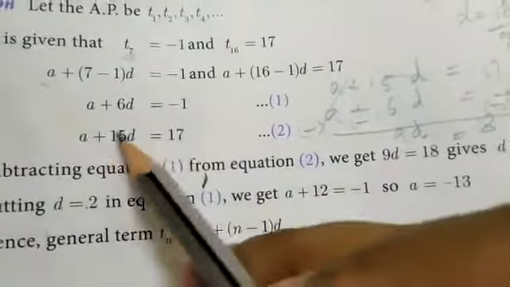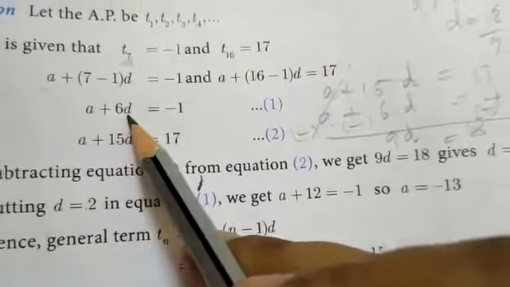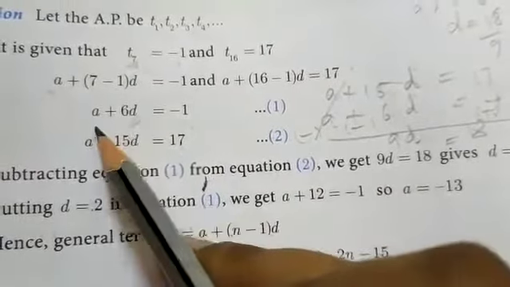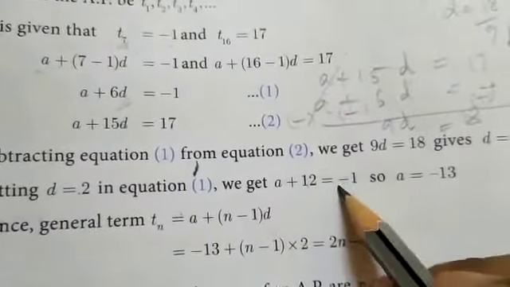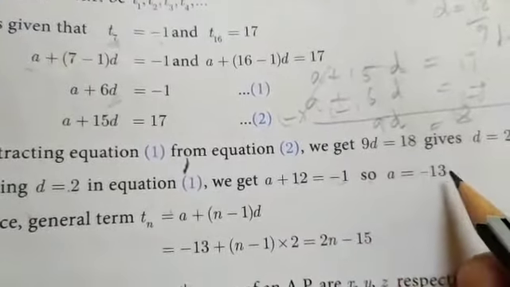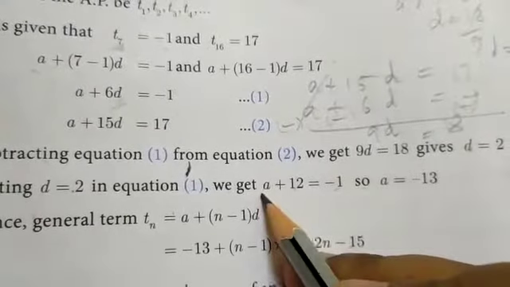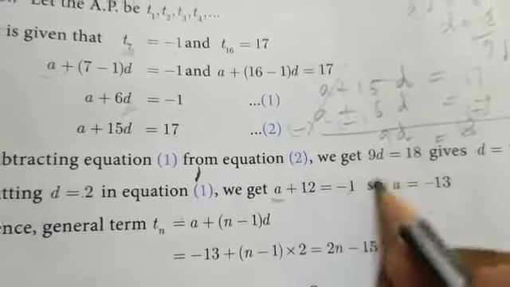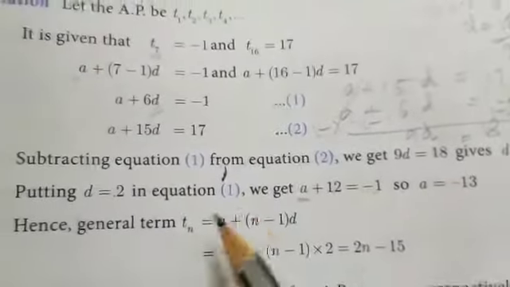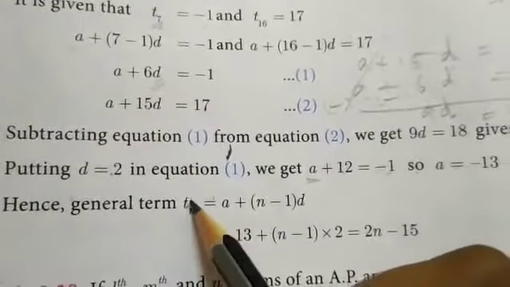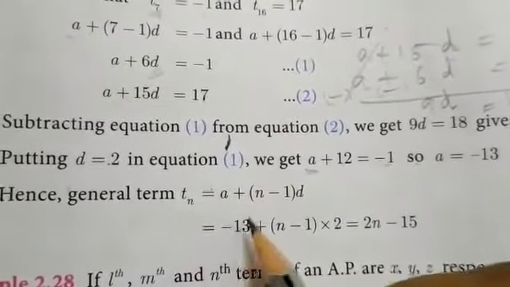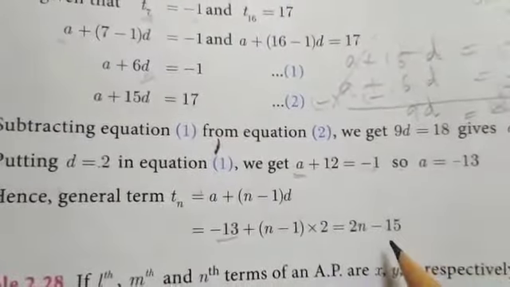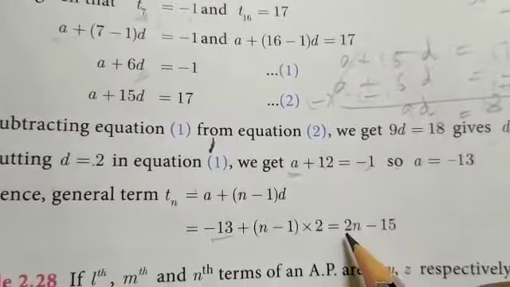So we get a plus 6 into, in the place of d we'll put 2. We'll get 6 into 2, which is 12. So a plus 12 equals minus 1. So a equals minus 13. We are keeping a here itself. Then we take this 12 to that side and it will become minus 13. Hence the general term, that is Tn equals a plus (n minus 1) into d. So we have got a as minus 13 and d as 2.